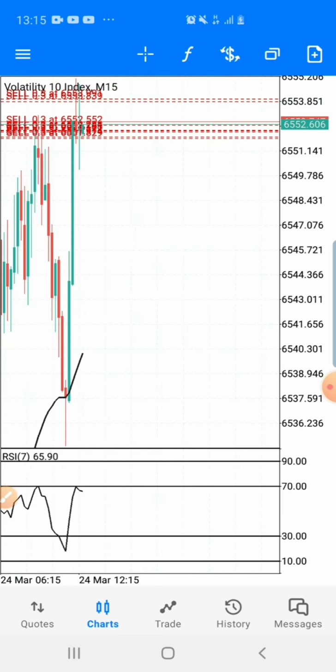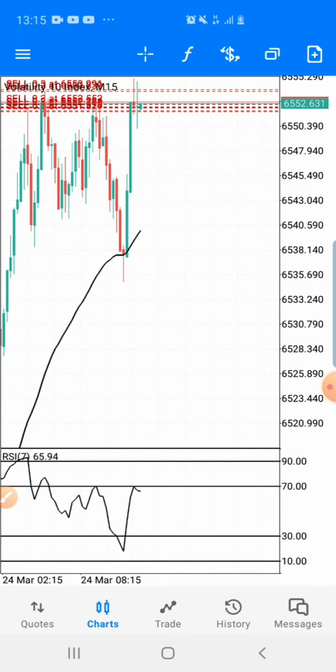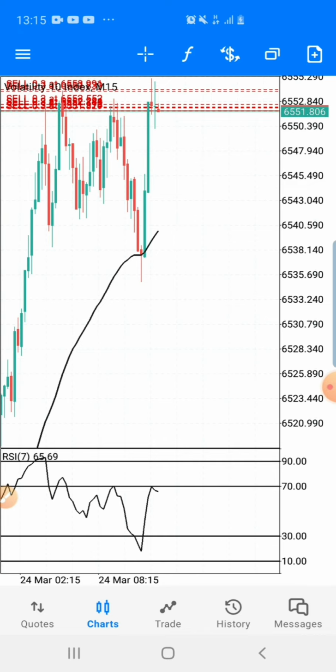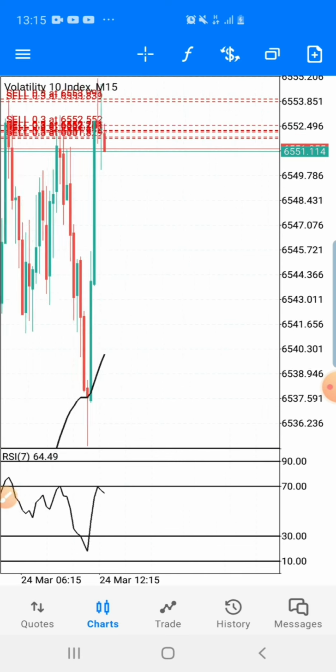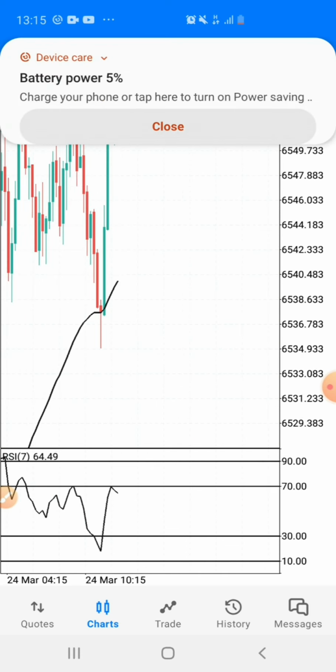So I'm going to be sharing with you the setup and what I'm expecting, where I'm going to be targeting, where I'm going to be taking profit, or where my stop loss should be. Okay, so this setup is popular. That is divergence. So we are using RSI divergence for this, guys. Sorry about this.